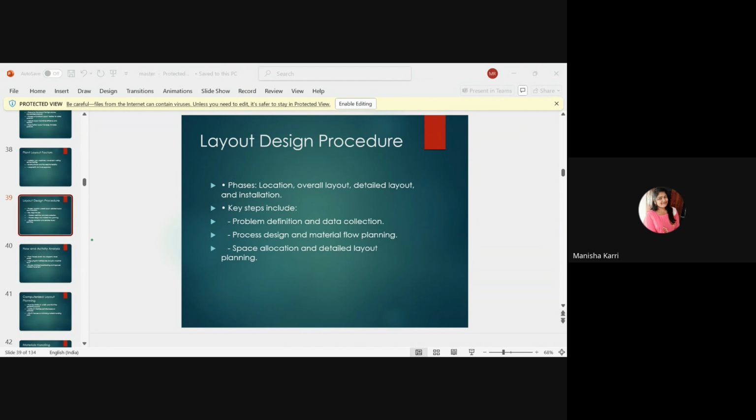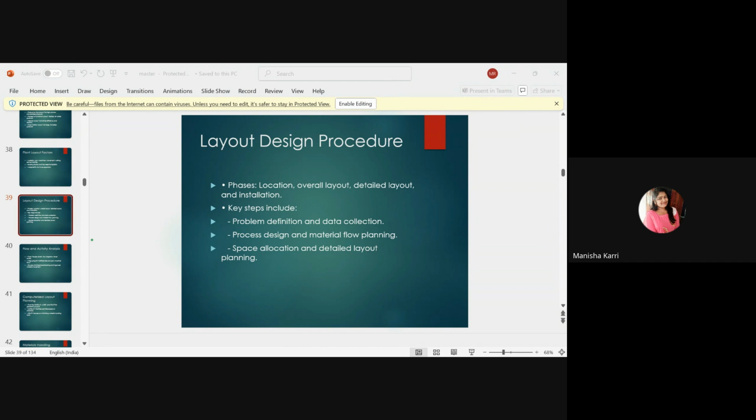And the second phase is the overall layout phase. Planning the general layout of the plant or facility, deciding where key departments or sections will be placed. Then the detailed layout phase. Here, finalizing the specific arrangements of machines, workstations, and other equipment. The last one is the installation phase. Here, implementing the designs by setting up the different equipment and making the layout functional.